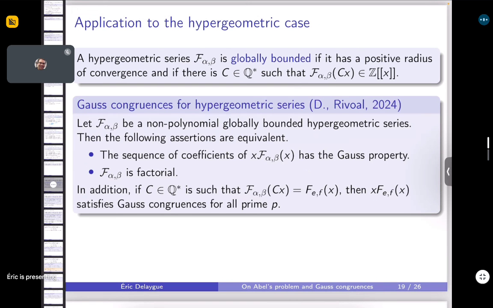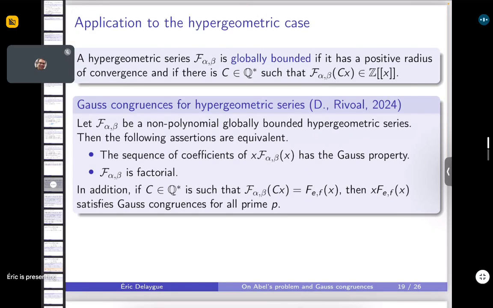Then we have the following criterion for hypergeometric series. You start with a hypergeometric series which is non-polynomial and globally bounded. Non-polynomial means you just ask that the parameters alpha at the numerator are not negative integers. Then the following assertions are equivalent. The sequence of coefficients of x times f has the Gauss property, so Gauss congruences for almost all p, if and only if f is factorial.